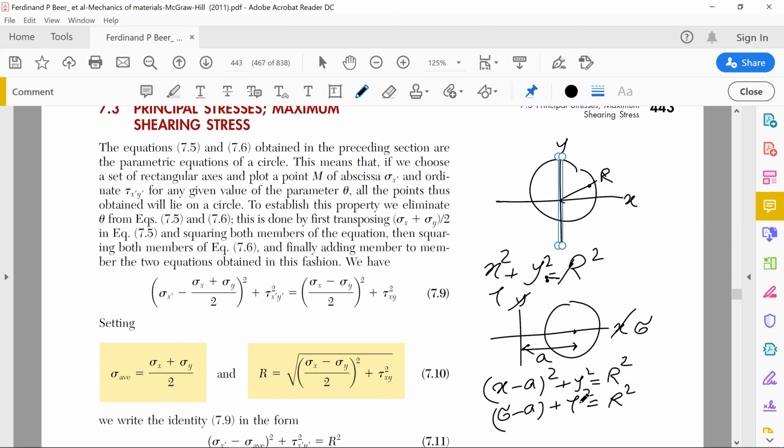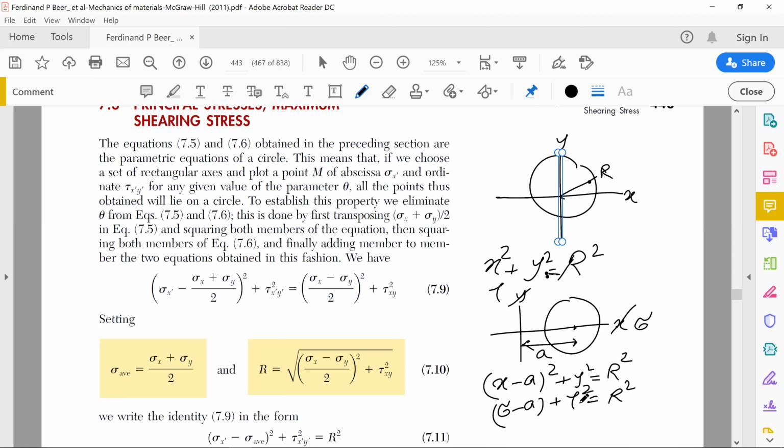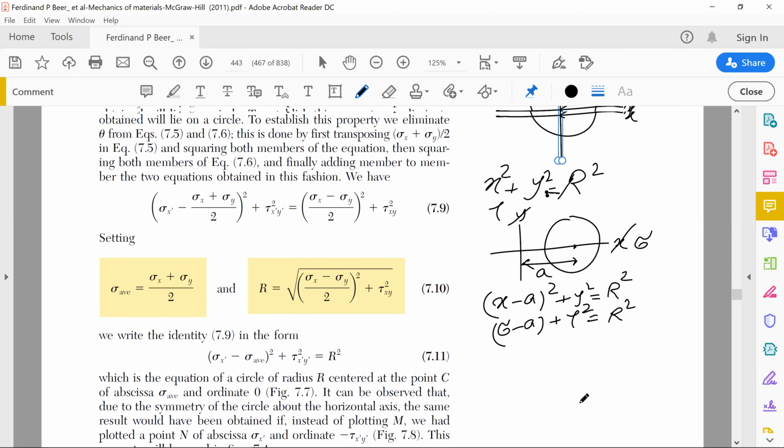So what did Mohr do? Mohr did an amazing thing. I don't know how he did that. Might be sleeping in the night and he saw some dream, and so he solved this: equations 7.5, 7.6 and 7.7, somehow he related them with the circle. And how did he do that? So let's see how he did that. Let's go upstairs.